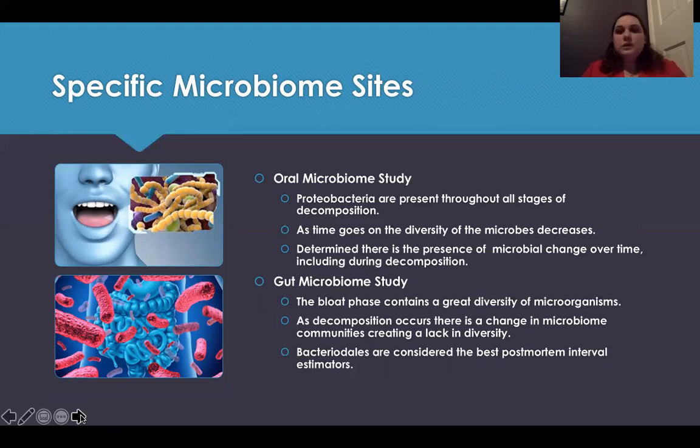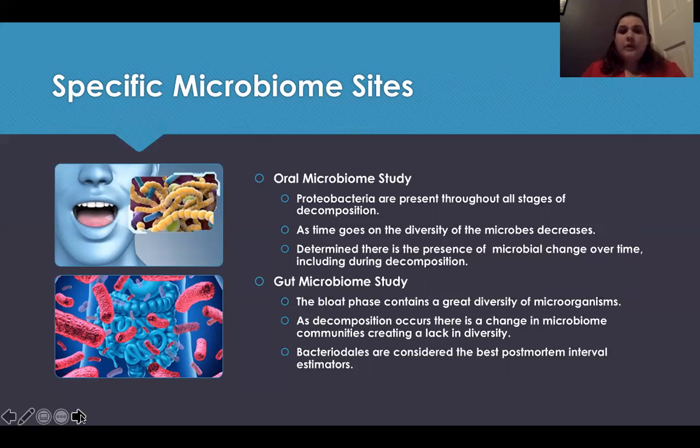But it was also determined, looking at the oral microbes that exist throughout decomposition, that as time and decomposition increase, the diversity decreases. So there's a limited amount of microbes present to help aid in the postmortem determination further on. But there is a microbial change over time.